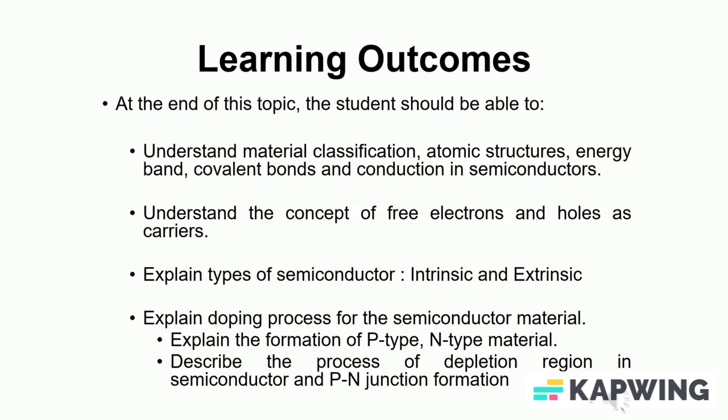Then, the third one is that students must have the ability to explain types of semiconductor, intrinsic and extrinsic. Students are required to explain the doping process for the semiconductor material, and the formation of p-type and n-type material. And the last is to describe the process of the depletion region in semiconductors and p-n junction formation.